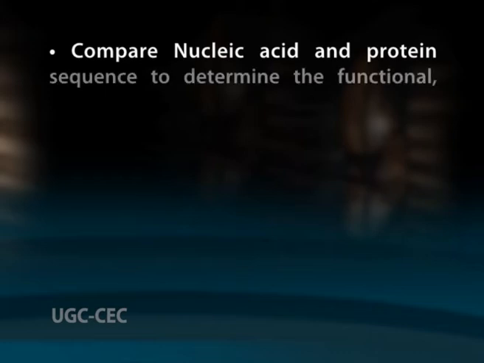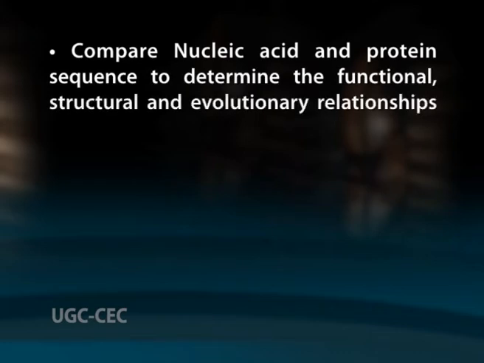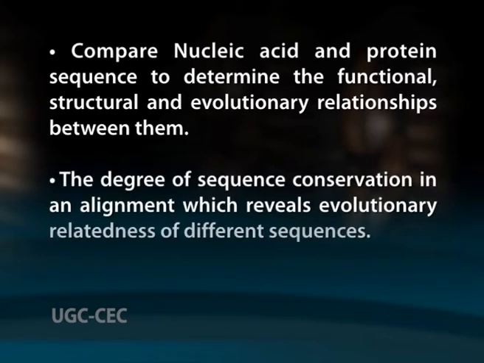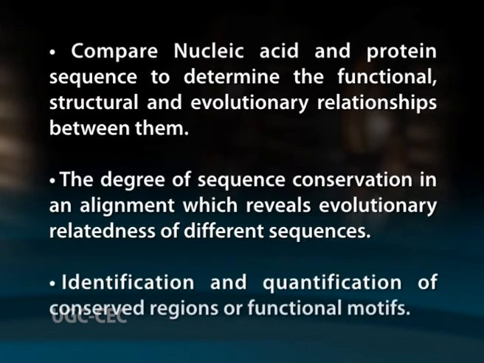Alignment indicates the position of insertions and deletions and shows us which bits of a sequence are variable and which bits are conserved. An alignment helps us to study the following. Compare nucleic acid and protein sequences to determine the functional, structural and evolutionary relationships between them. The degree of sequence conservation in an alignment reveals evolutionary relatedness of different sequences. Identification and quantification of conserved regions or functional motifs.